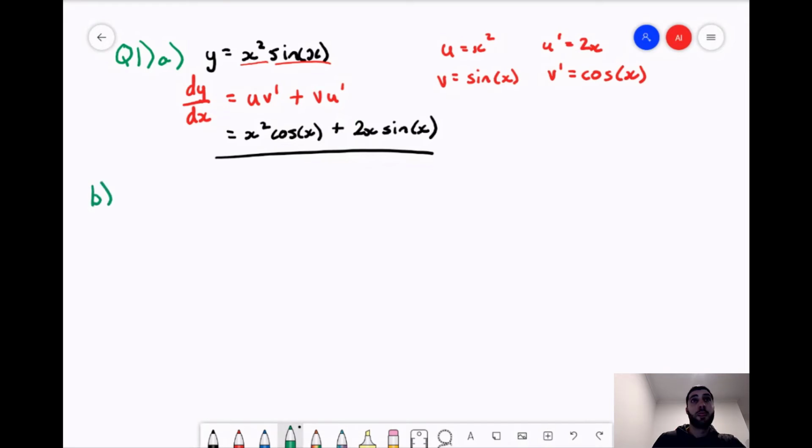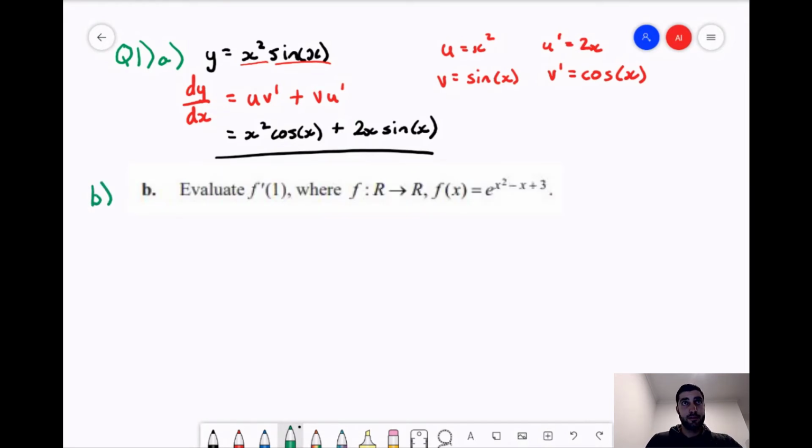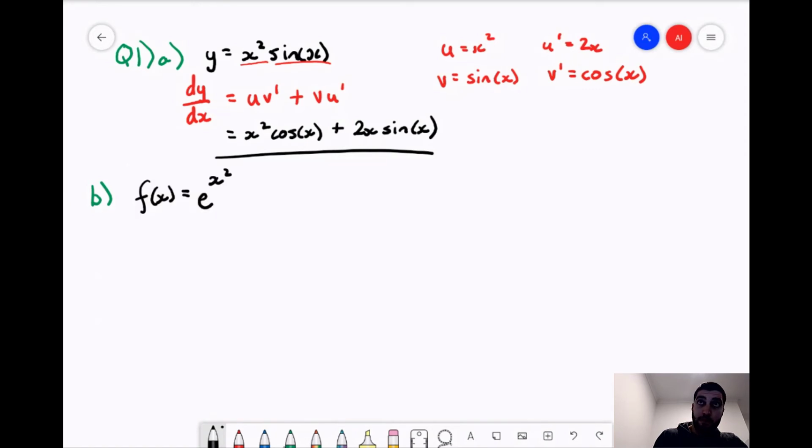Question B, we've got evaluate f dash when x is equal to 1, where f spans from R to R. The function f of x is equal to the exponential to the power of x squared minus x plus 3. So this is the function here. f of x is equal to e to the x squared minus x plus 3.